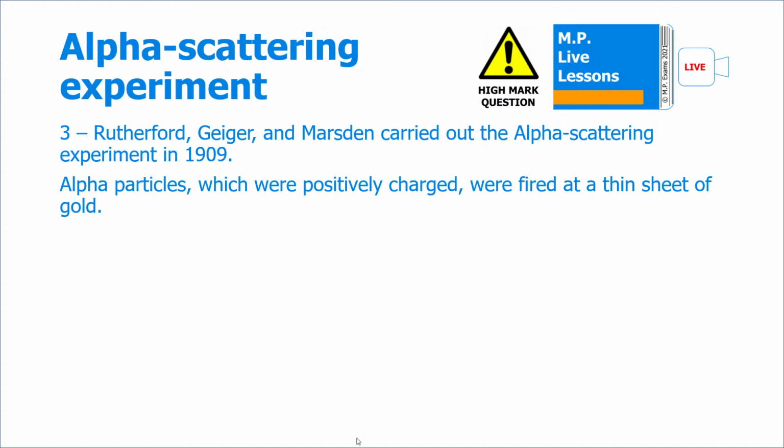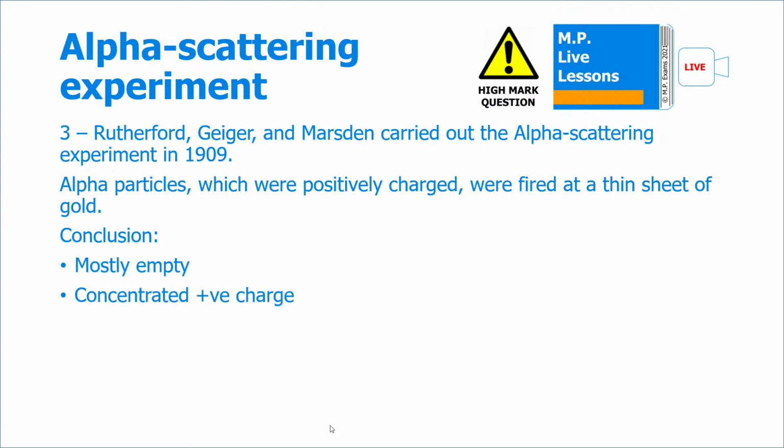Now, they were fired at a thin sheet of gold, and their results were conflicting to the plum pudding model. What they found as a result of this investigation was the atom is mostly empty space, the atom has a concentrated positive charge, and a concentrated mass in the nucleus.